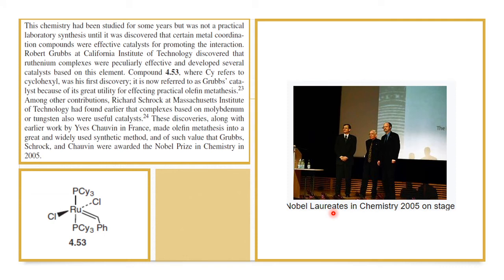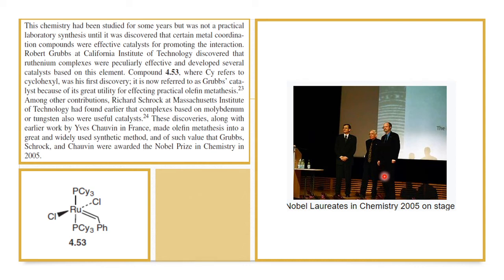This chemistry has been studied for some years and was not a practical laboratory synthesis until it was discovered that certain metal coordinated compounds, like this ruthenium centered compound, rather an organometallic reagent based on ruthenium, and two phosphine ligands with an alkene and two halides, could be used. It was for the first time Robert Grubbs.